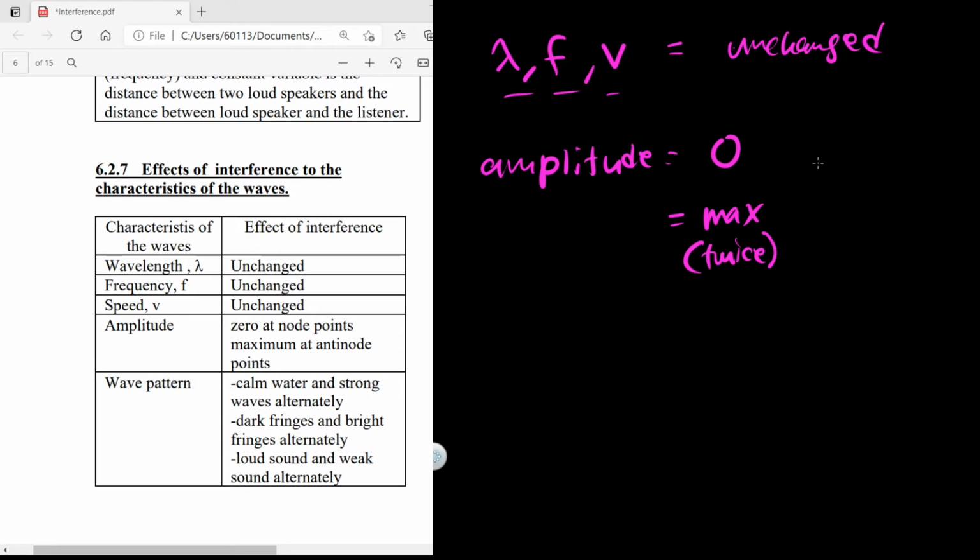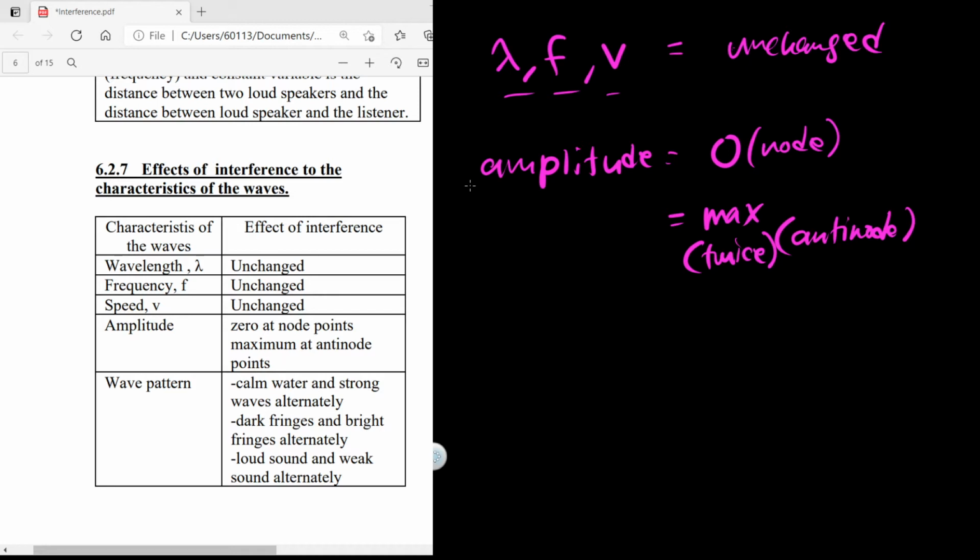Zero at the node point where destructive interference occurs, and maximum at the antinode point where constructive interference occurs. So this is what will happen to the amplitude of both waves.